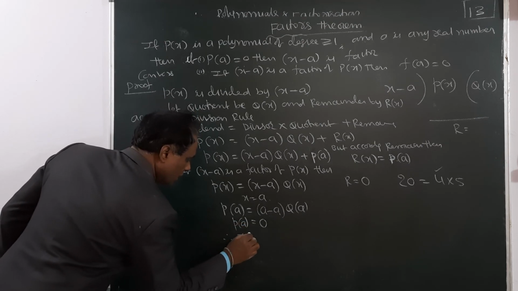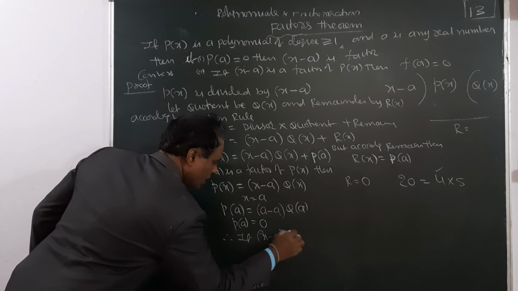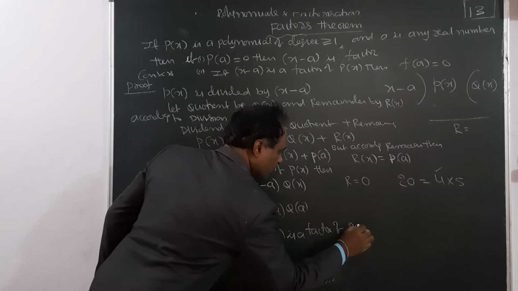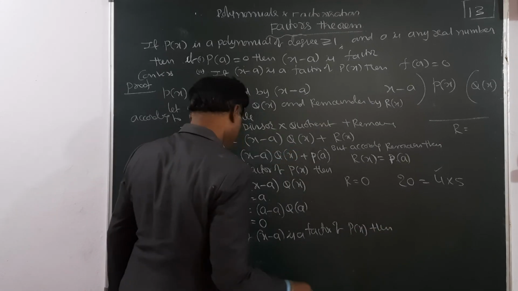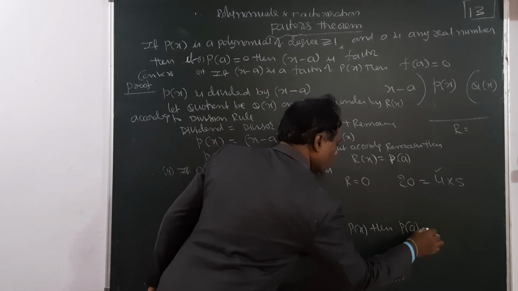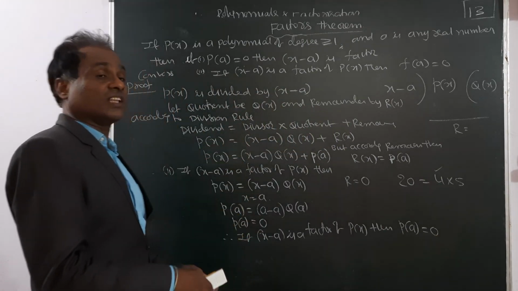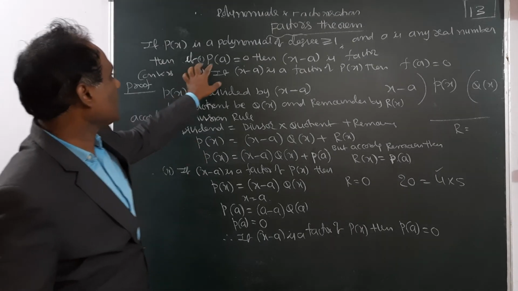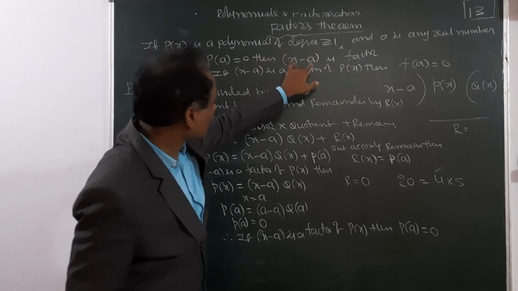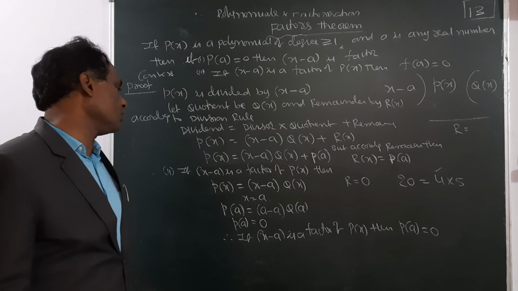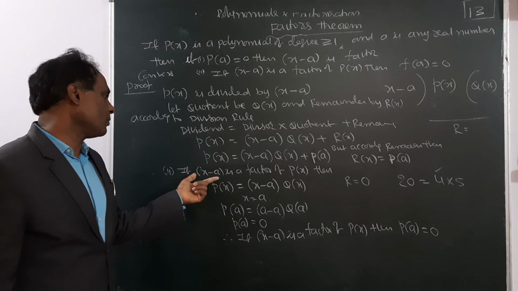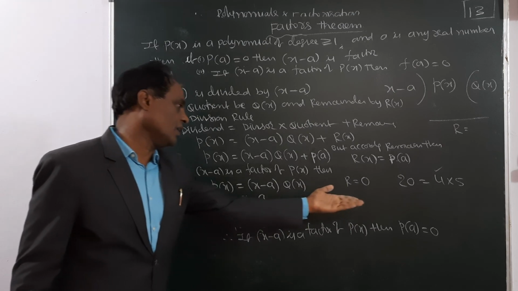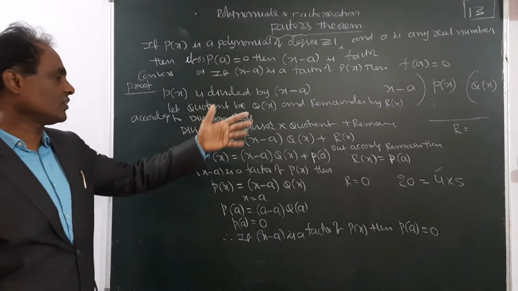So therefore, if x minus a is a factor of p of x, then p of a is equal to 0. So this is proved both ways, the original statement and its converse. If p of a is 0, x minus a is a factor. If x minus a is a factor, p of a is equal to 0. Both are proved here. So if x minus a is a factor, then take x is equal to a, so that p of a is equal to 0. So both ways we proved it.